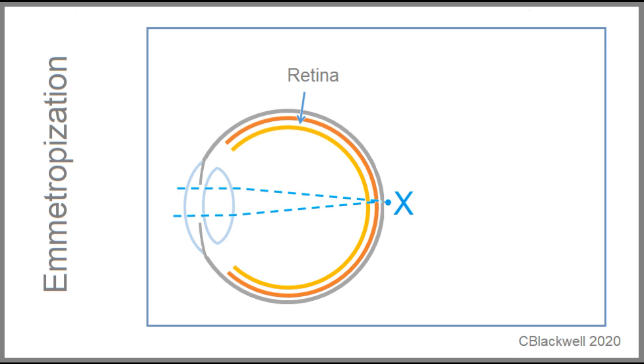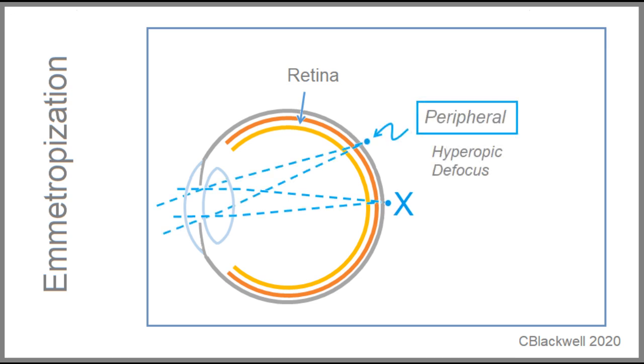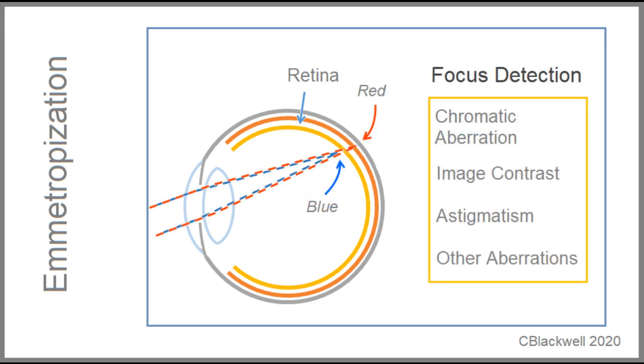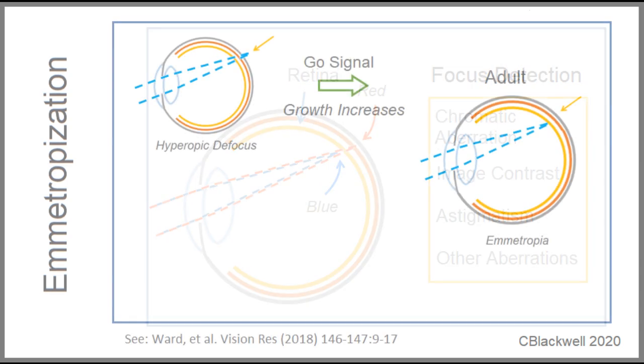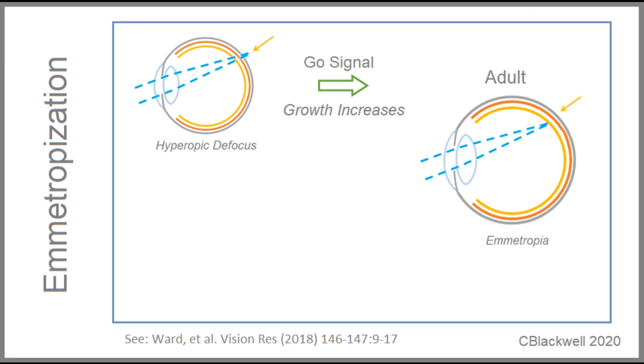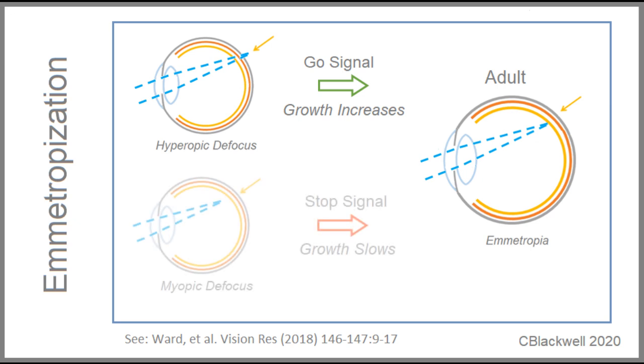Another key point. Research has shown that even though you perceive sharpness in the central retina, it is the peripheral retina that is in control of emmetropization. Remarkably, the retina is able to detect whether the image is in focus, and if it is not, which direction is out of focus. So the emmetropization correction process works like this. If the peripheral image is in hyperopic defocus, then growth accelerates to catch up to the image. If the image is in myopic defocus, then eyeball growth slows down to allow the image to catch up.